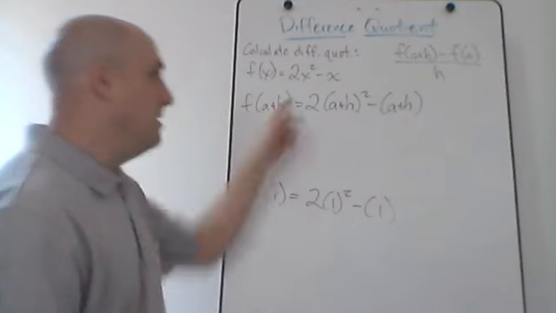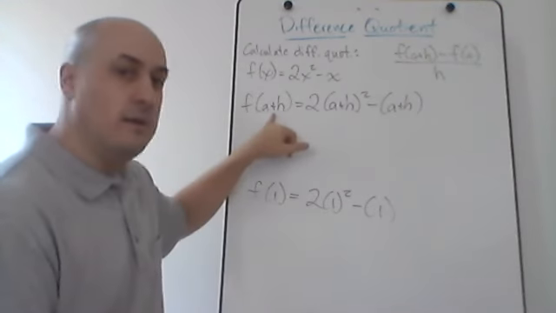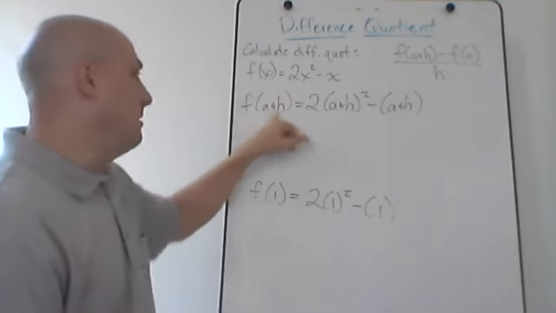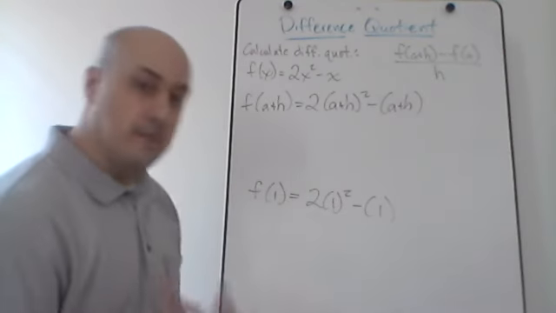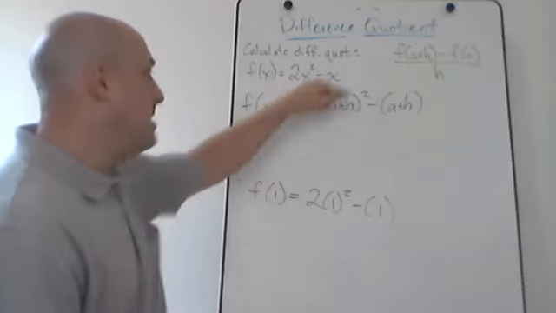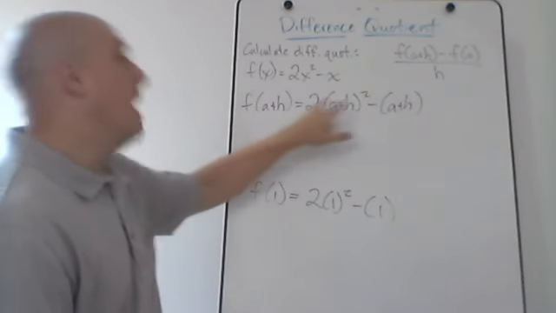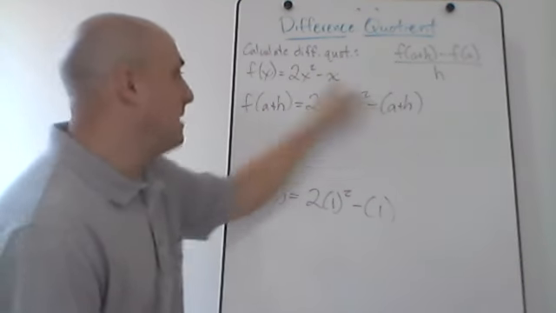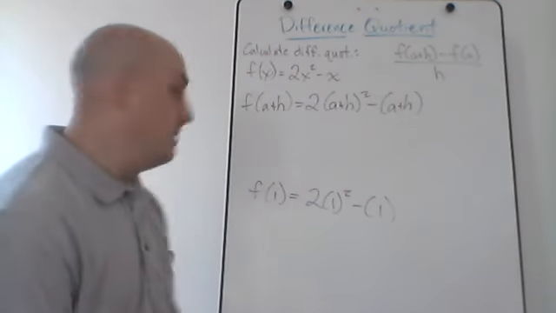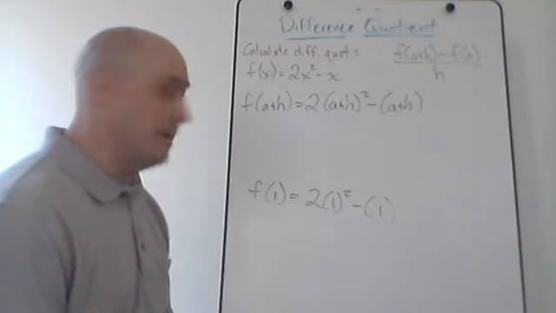I did the same thing here, it's just I don't have a number here. I have this expression that includes 2 letters, but it's the same idea. Wherever the x is, I take whatever's in this parentheses, in which case is a plus h, I put that in place of every single x that I see in my function definition. Just like I put the 1 in place of the x's down here.